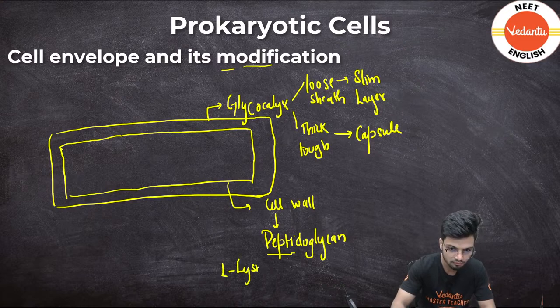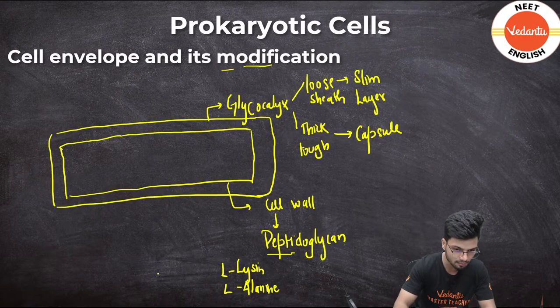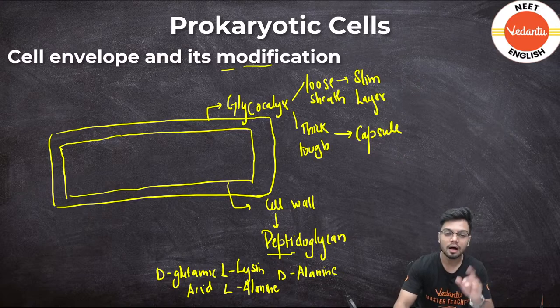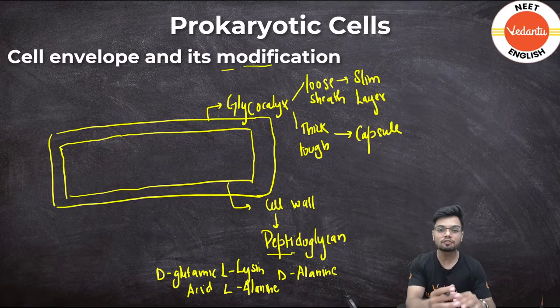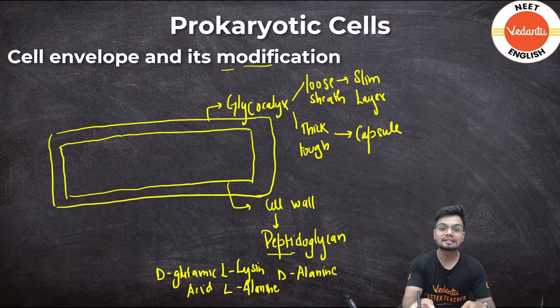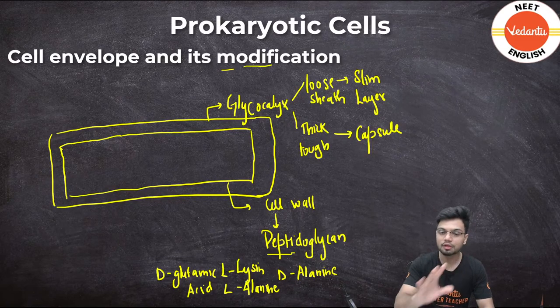There are many different types of amino acids, like your L-lysine. Extra information, all of you can write this down, but I suggest you stick to NCERT; this is extra information for your clarity. You also have glutamic acid and D-alanine. All of these are different types of amino acids present here. Apart from this, there is DAP, which is present in the case of gram negative. But in the case of gram positive, it has teichoic acid. That is extra information. You don't have to remember that.